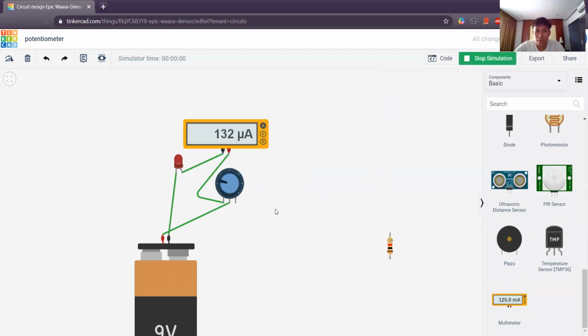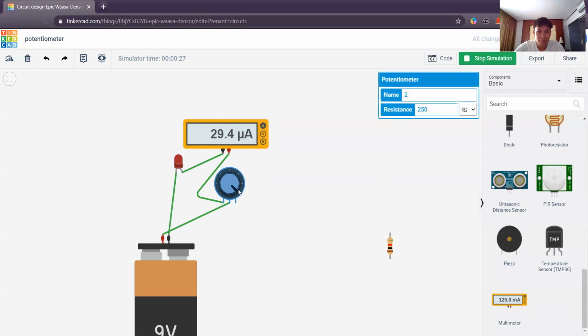So we start the simulation. The current is very small, that's why the brightness of the LED is very dim. When we adjust it, the current is higher and higher, and then the LED gets brighter and brighter. And here is a very small value of the current that flows in the LED. So it has to be maximum at this one.